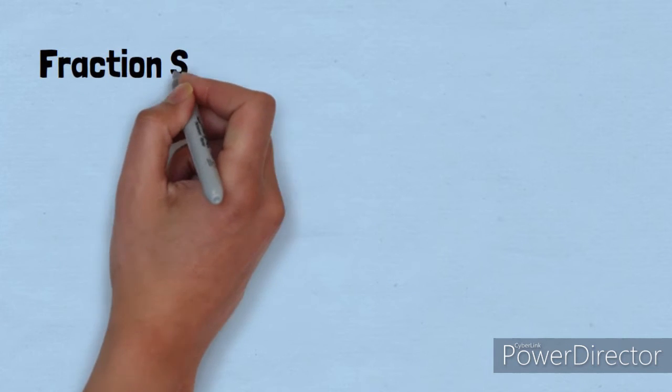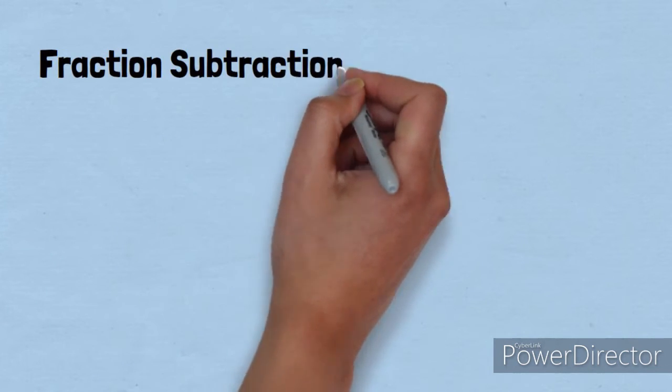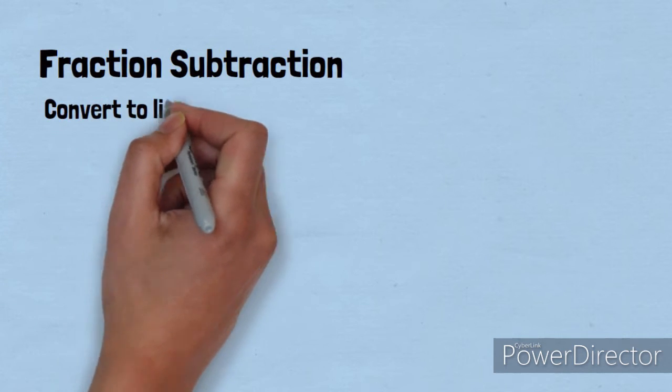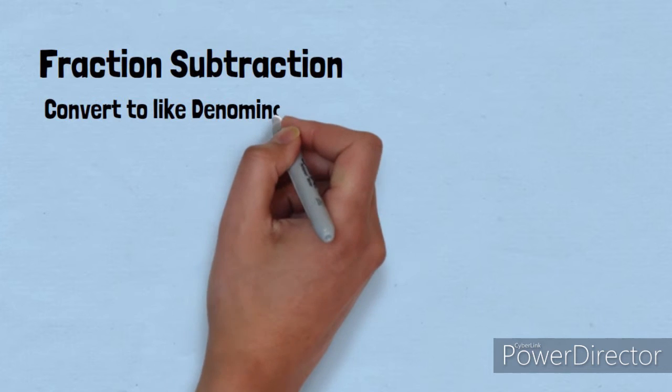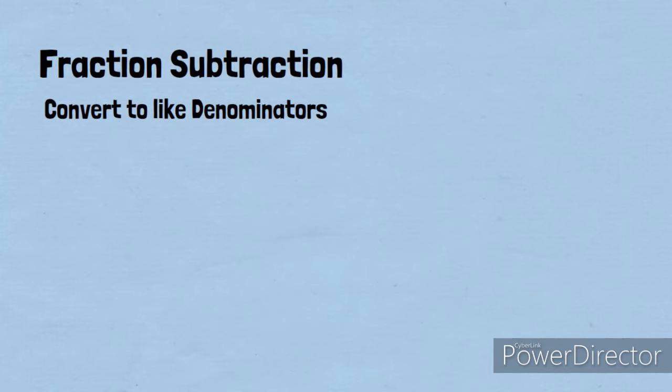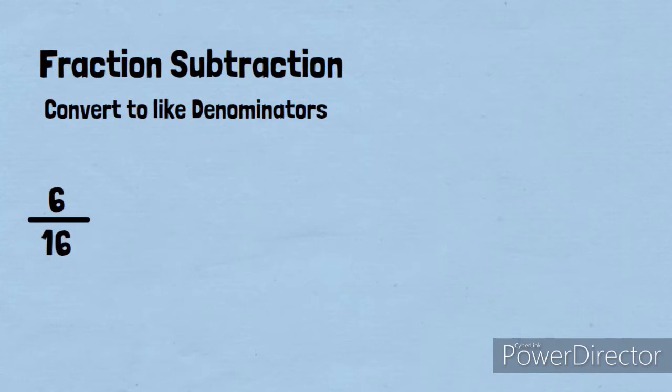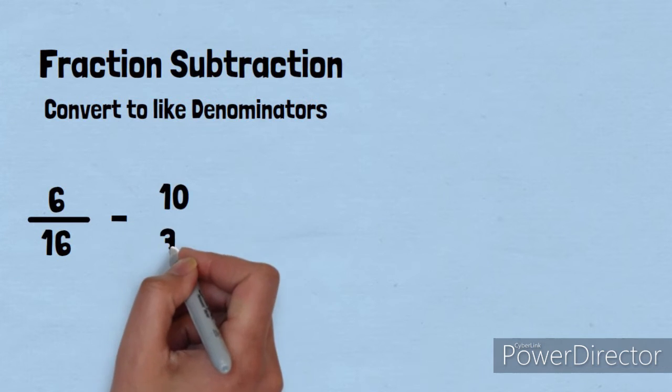Fraction subtraction. How to subtract fractions when you have different denominators. This is a lot like fraction addition. You have to convert to like denominators. Let's take a look at an example. 6/16 minus 10/32.